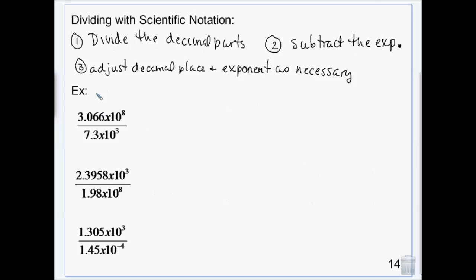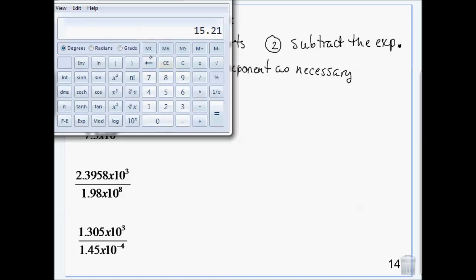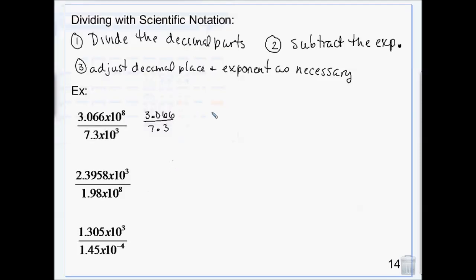Okay, this is the same. We're going to do dividing the decimals, then we subtract the exponents, and then we make adjustments if we need to. So first I'm going to do 3.066 divided by 7.3. That shouldn't even have that many decimal places, so that's 0.42. And then for the second part, I'm going to subtract my exponents. So I've got 8 minus 3 is 5. So that's 10 to the 5th. But I'm going to move one place over to the right, so I'm going to subtract an exponent. So this is going to be 4.2 times 10 to the 4th.